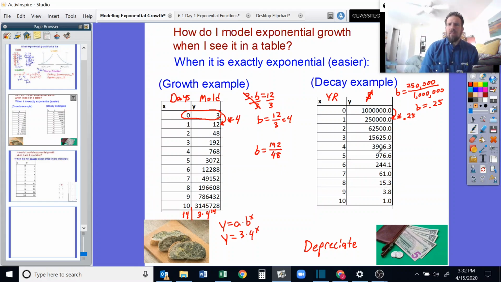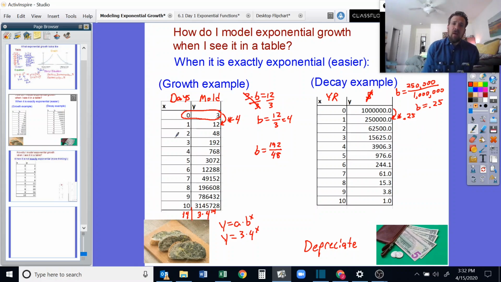And this actually may have been cut off when I did this in Excel. This might have actually been $15.25, and it's just been rounded. In any case, this scale factor applies perfectly fine at exactly 0.25 all the way down. This is an exactly exponential decay situation, and I created it that way so that I know those numbers are going to work out that way.